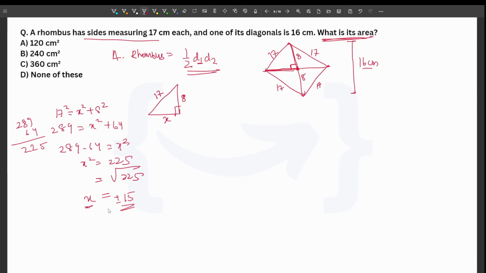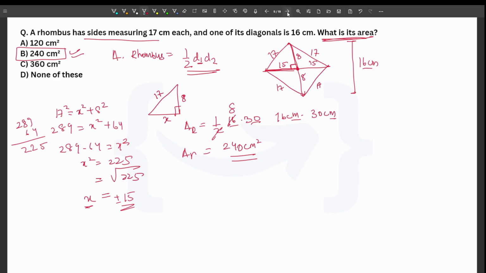Now you have x as 15, which is this chunk. So if this chunk is 15, the other chunk will be 15. So it becomes 30. So half of d1 is 8, d1 is given as 16, and 30 is the second diagonal. It will give me the area of the rhombus. So 2 times 8 is 16, 8 times 30 is 240. 240 centimeter square would be the answer. Why centimeter square? Because it is 16 centimeter into 30 centimeter. If you multiply it, it will become centimeter square. So 240 centimeter square would be the area of the rhombus, and I can see the right option as well. So this is the right option.